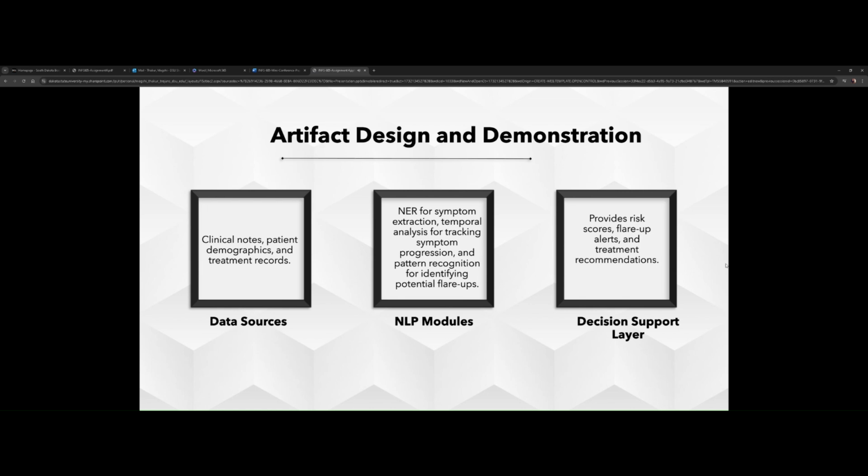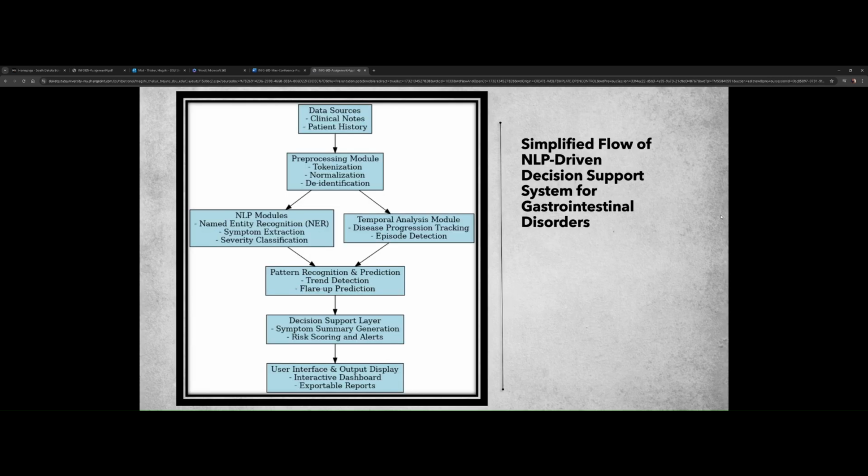So that's what this flow chart shows, the things that I just said. The data source is the clinical notes, and then we look at the pre-processing model, and then the NLP model, moving on to the temporal analysis module. Then we look at any patterns. We will try to predict the flare-ups and detect any trends that we have. Then we move on to the decision support layer, where we will look at the symptoms, any risk scores, any alerts, and the final output can be a report or a dashboard which just shows us our findings.